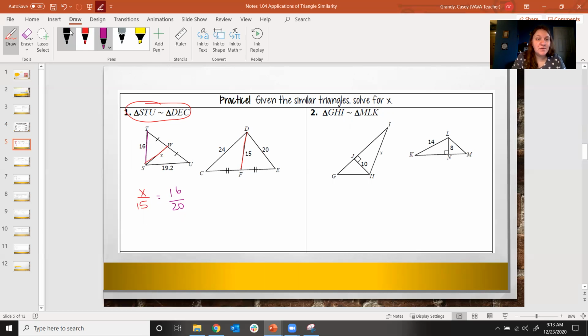Once you have that set up, then we just cross multiply like we've been doing, and we're getting pretty good at it. So 20 times X will equal 15 times 16, which is 240. Divide by 20, X equals 12.